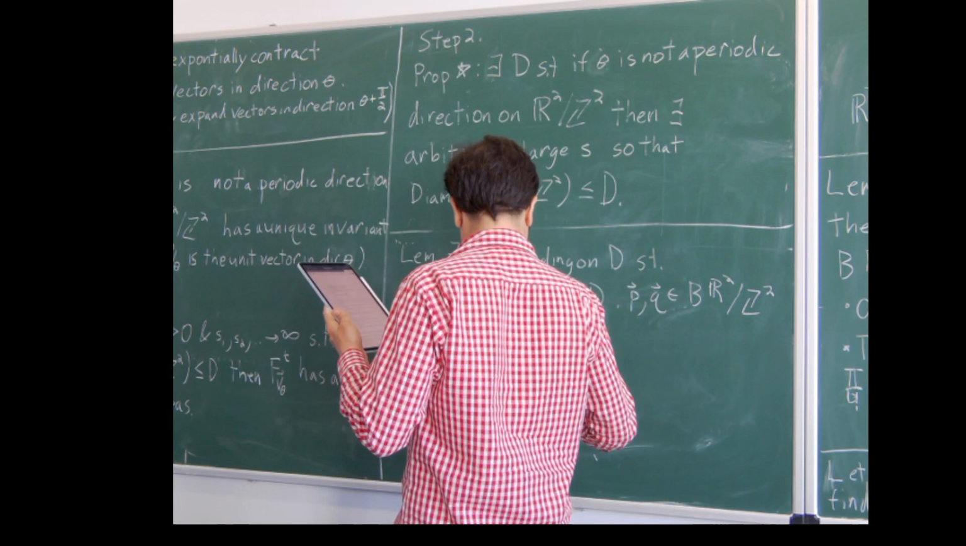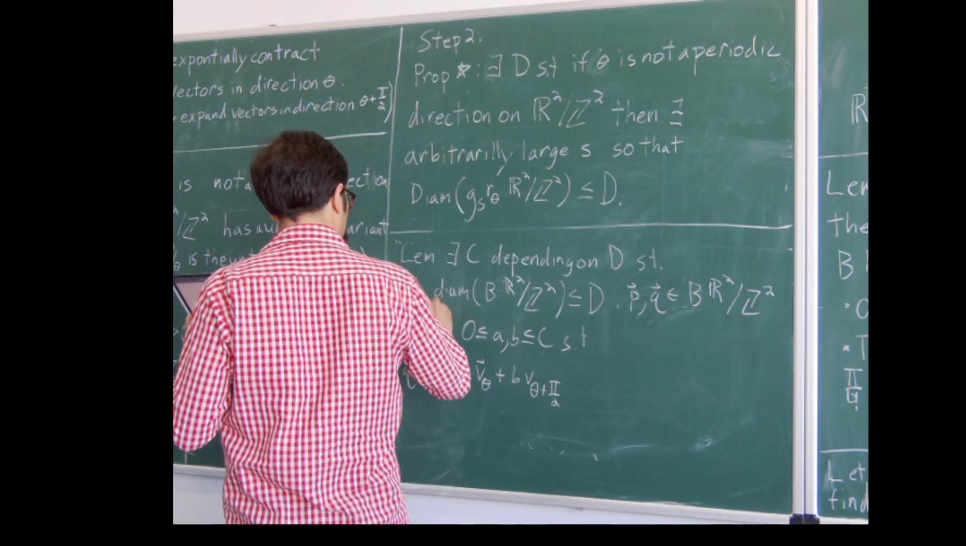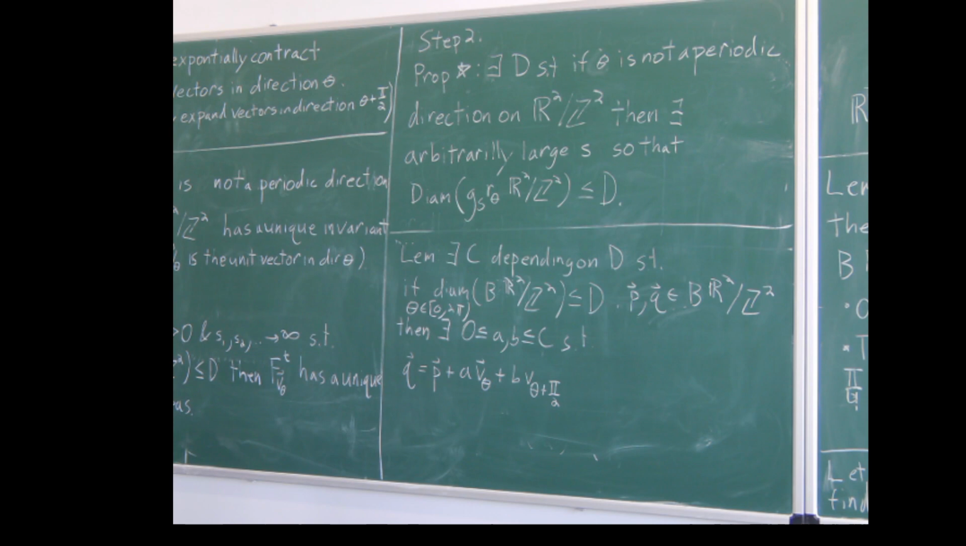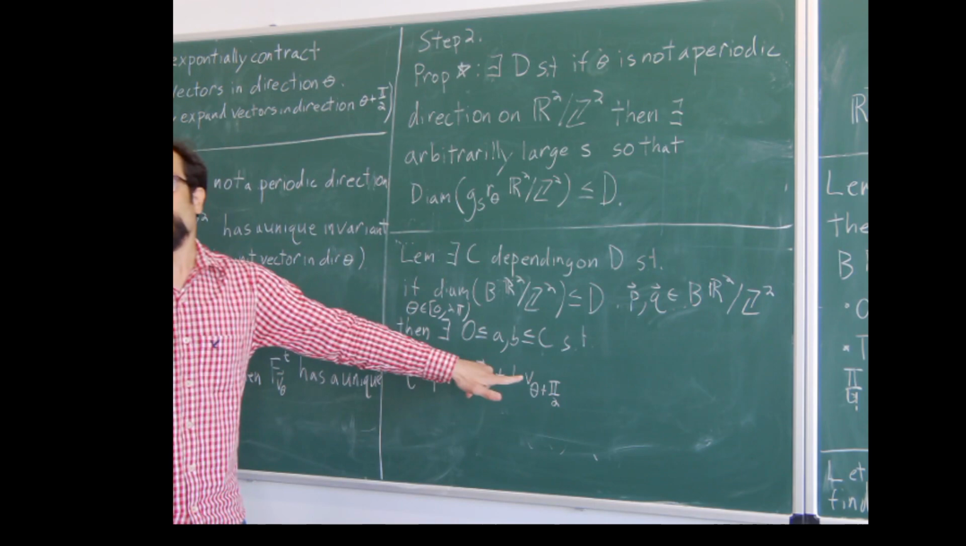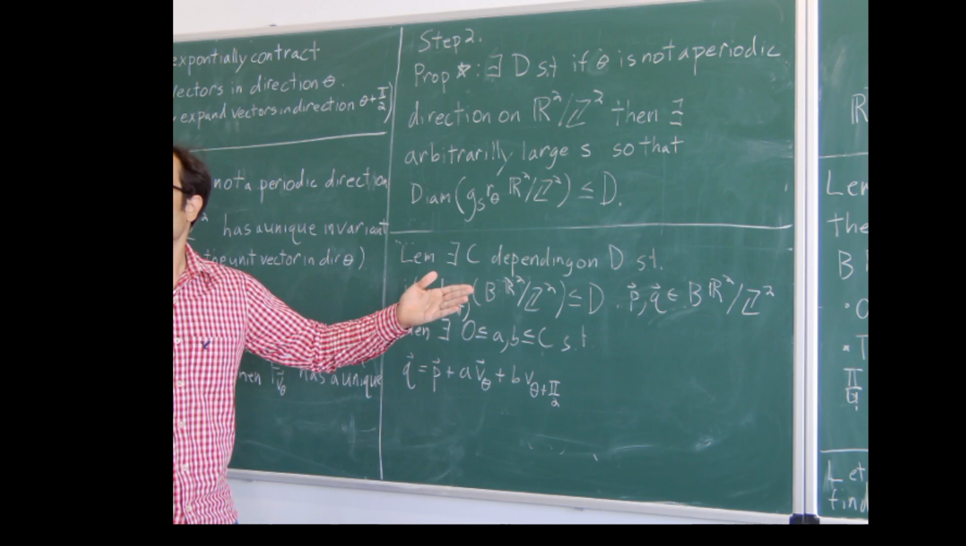I left one thing out. Theta is in the circle. But it doesn't matter. I can uniformly get between any two points in any orthogonal set of coordinates. Okay? That's all that's going on here. Everybody happy about that? Okay.